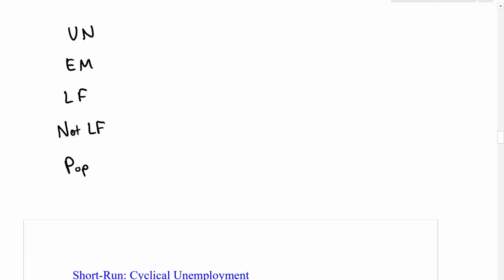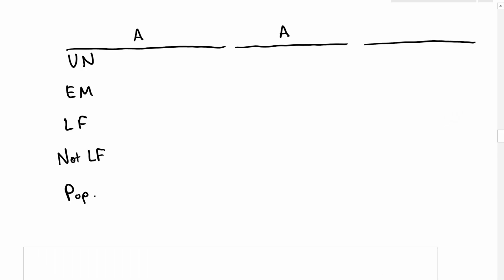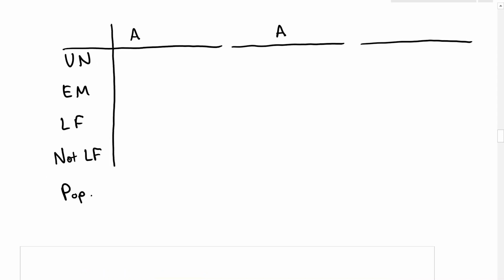We're going to have some people who are unemployed. We're going to have some people who are employed. We'll have the labor force. We'll have those not in the labor force. And then we'll have the adult population, 16 plus. We're going to have a scenario A and a scenario B. And with that, we're going to calculate some unemployment statistics. So this one's going to be for A. And we'll do it for B as well. But let's go ahead and start with A.